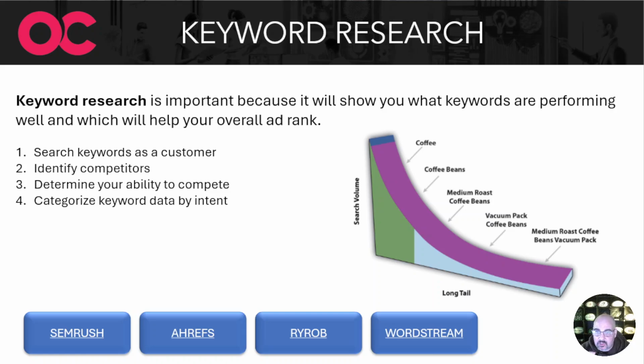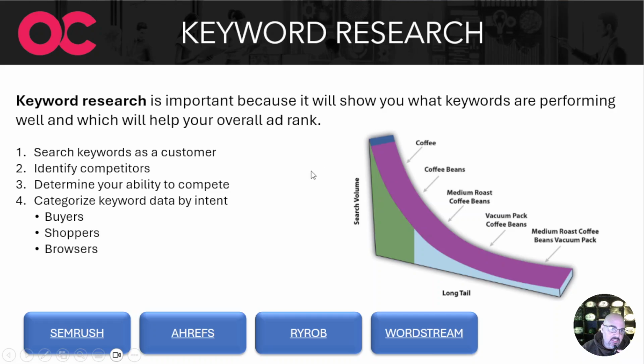If we get down to vacuum pack coffee beans, now we're starting to figure out what their actual intent is. We know that they might be actually looking for coffee beans and they want it in a specific style. So it's with these long tail searches, it's easier to figure out what people are actually searching for, and then we can target them based on that.